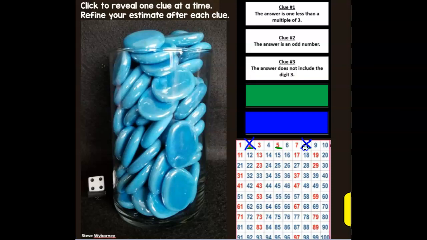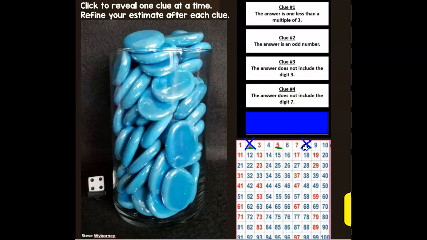Our next clue, the answer does not include the digit 3. So there is no 3 in the tens or the ones place. If your answer has a 3 in the tens or ones place, go ahead and refine your answer.